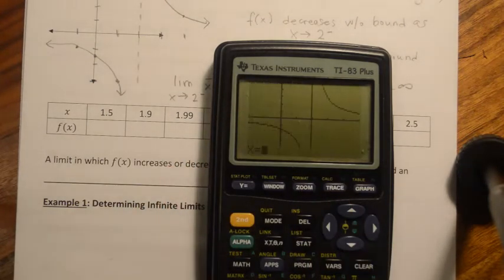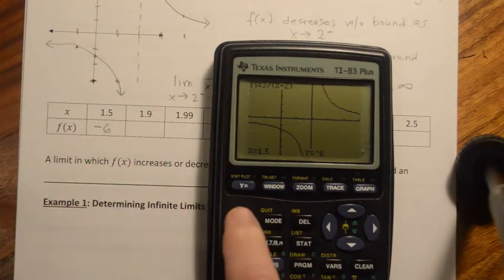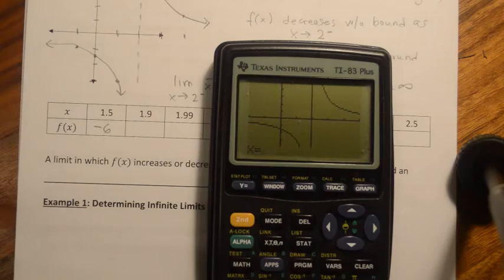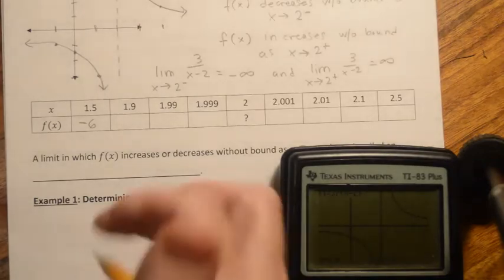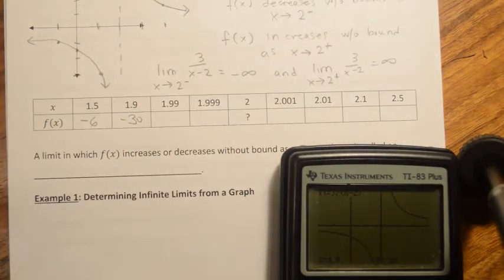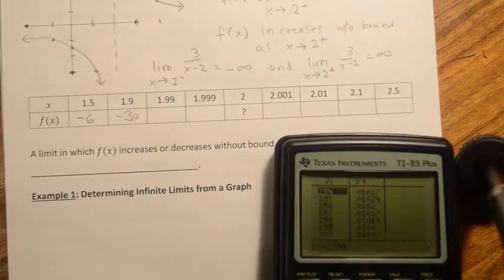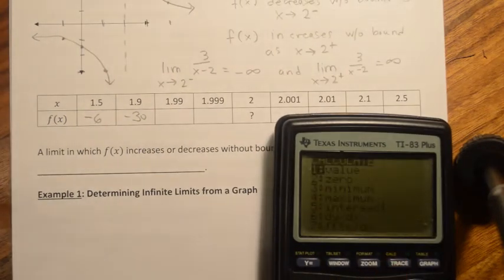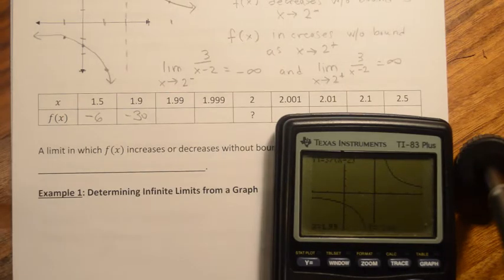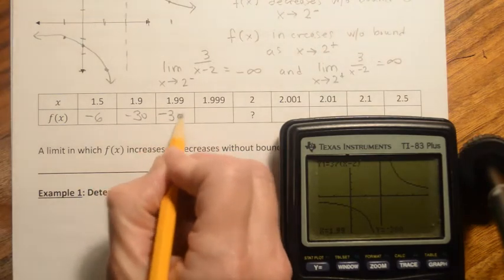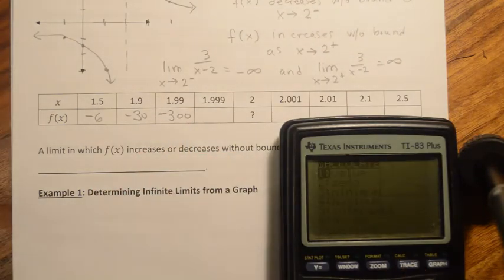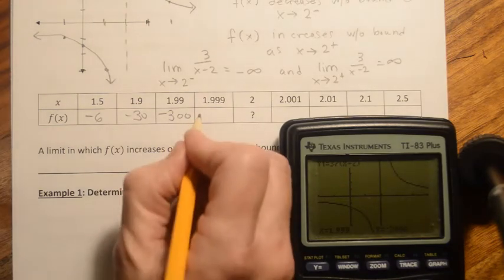So I'm going to say I want the value at 1.5. That gives me -6. I'm going to do it again. What's the value at 1.9? That's -30. What's the value at 1.99? It is -300. I could do the value at 1.999. We're down at -3,000.